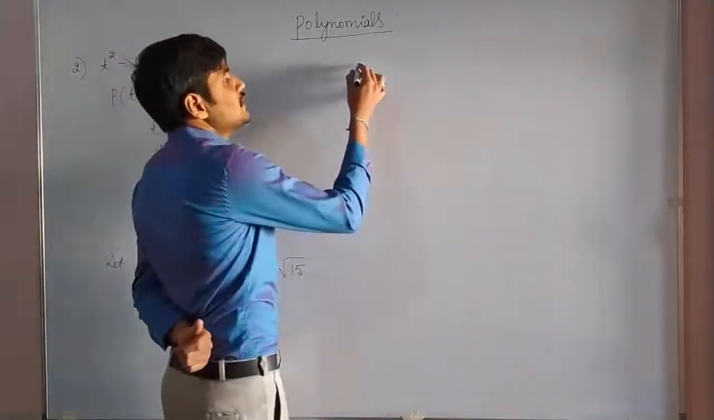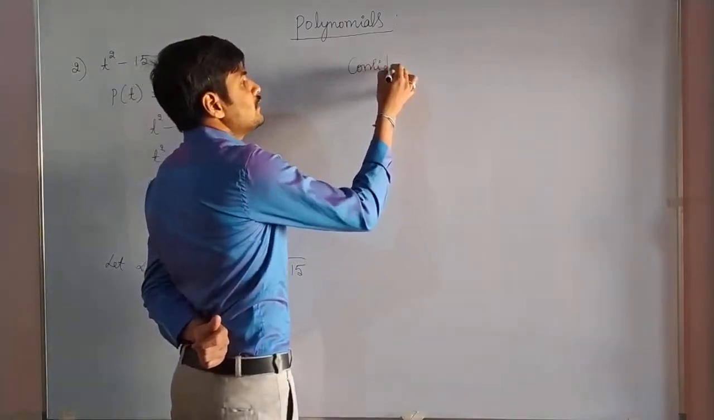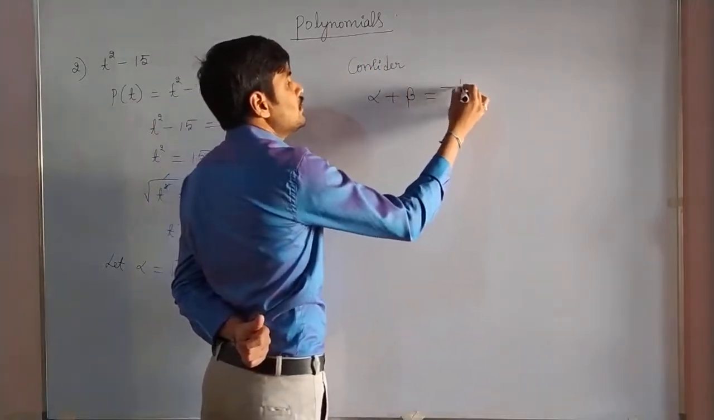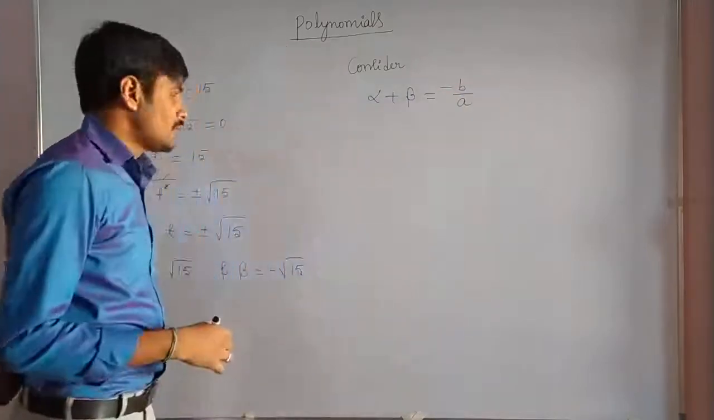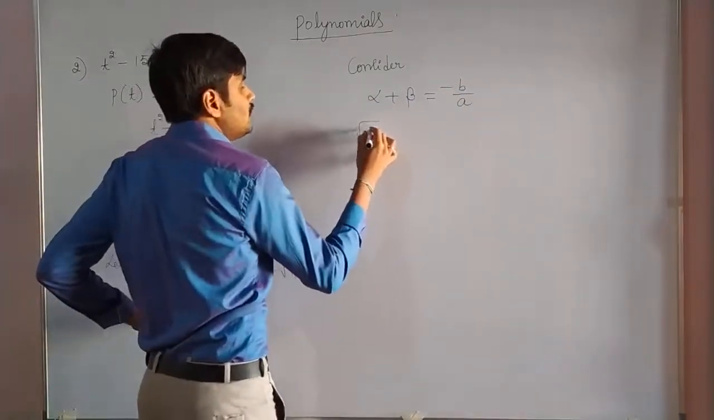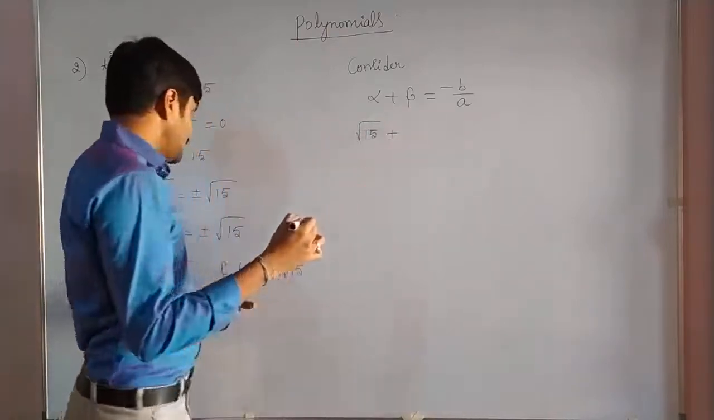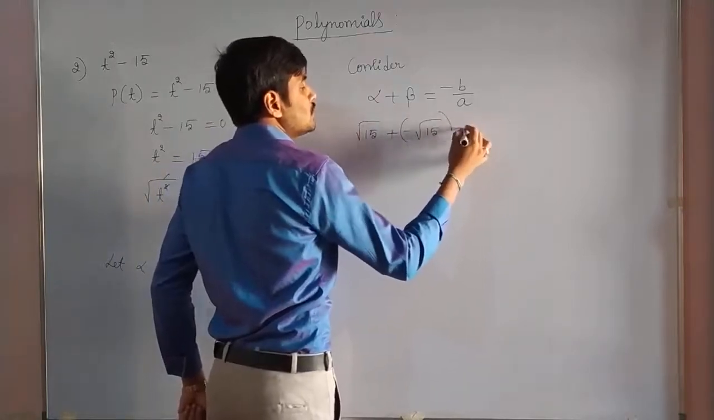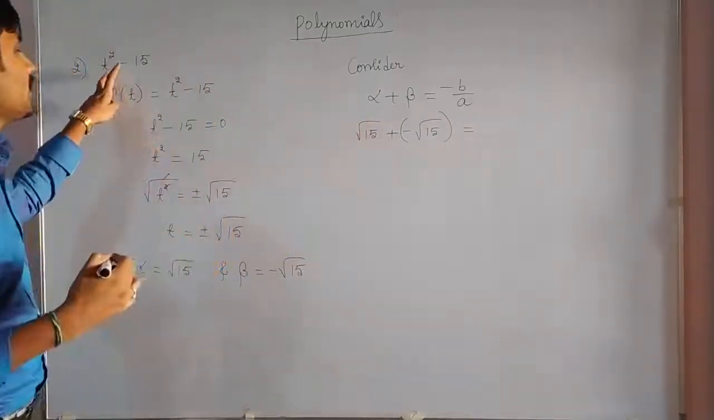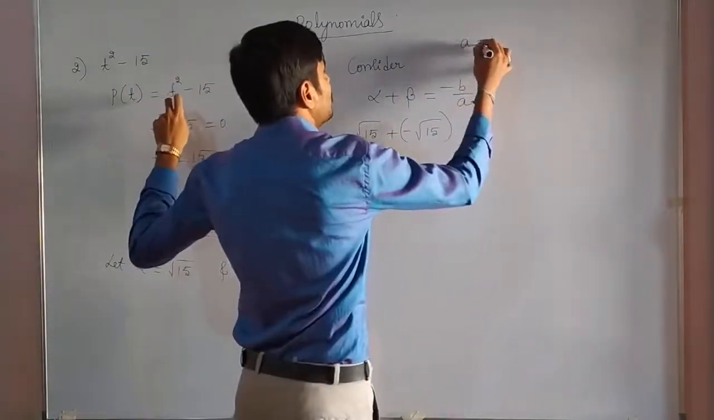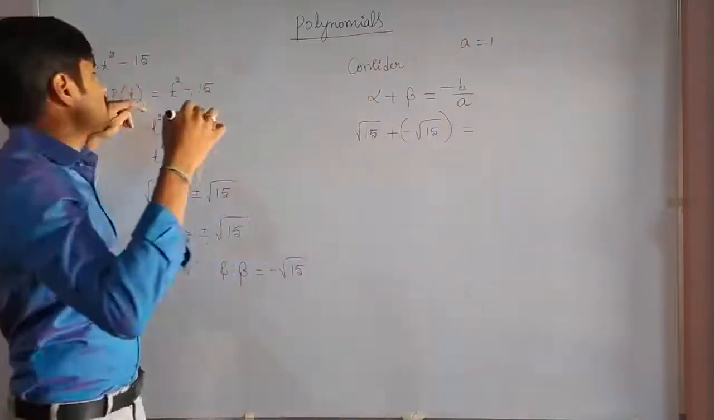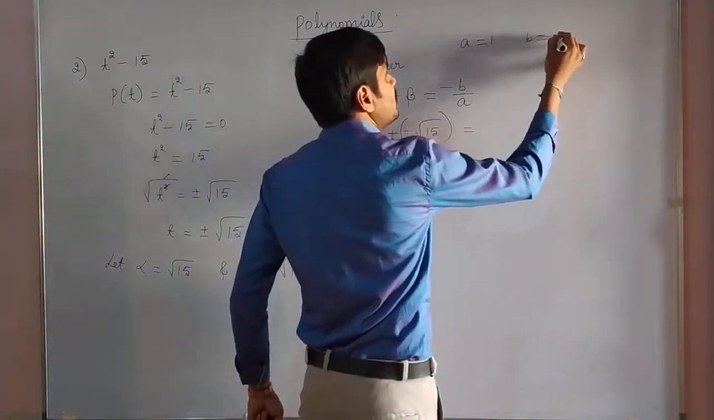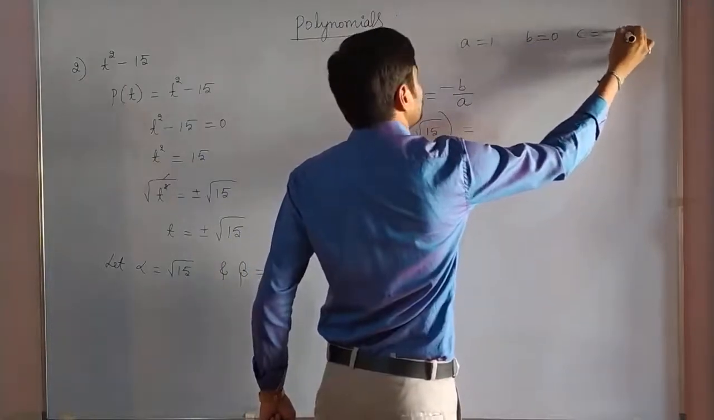Now consider the first condition, verification with their coefficients: alpha plus beta is equal to minus b by a. What is the alpha value taken? Root 15. And the beta value you got? Minus of root 15. In the given question, the a value is 1 because it is in the form of ax square plus bx plus c. So b is equal to 0 and c is equal to minus 15.